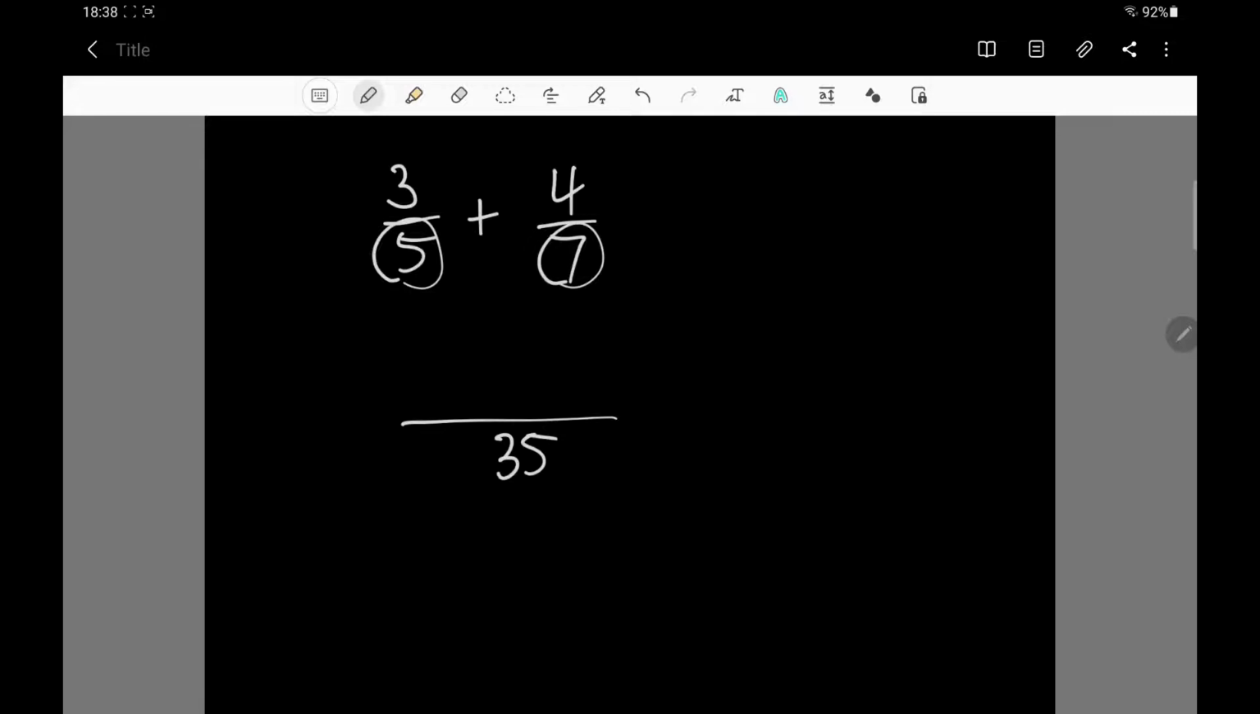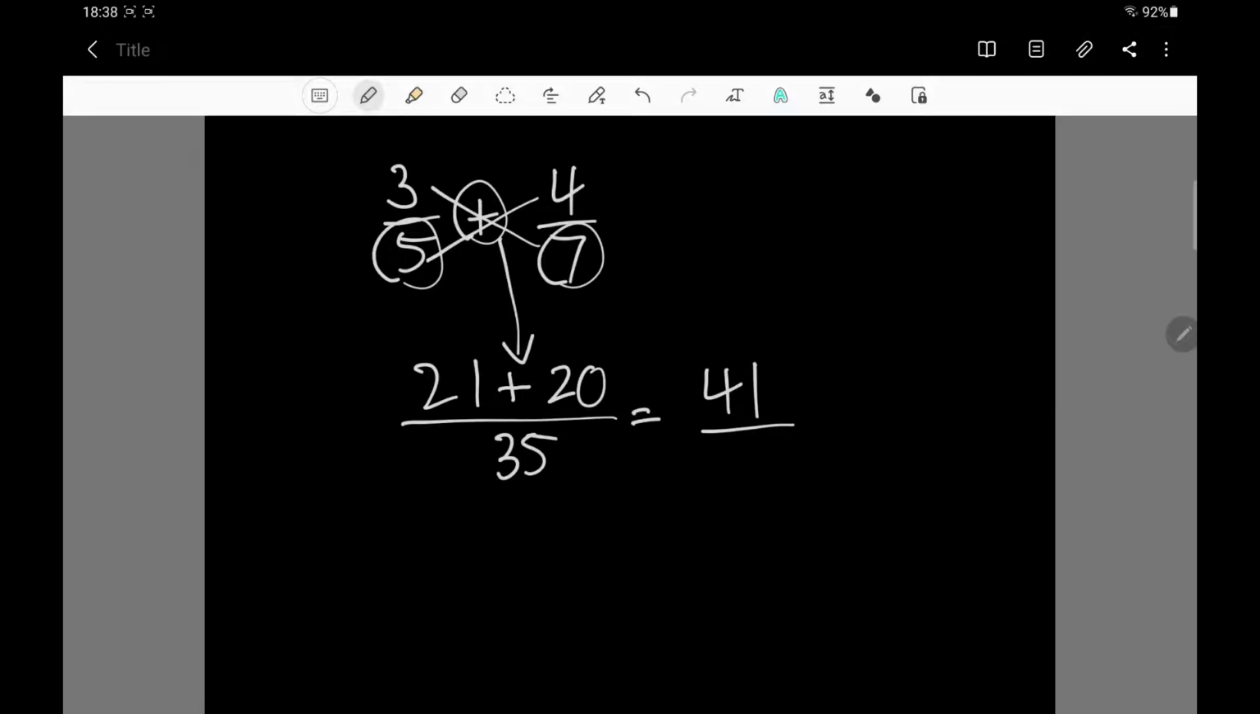Then next, multiply 3 and 7, which is 21, and also there's a plus in between. Then 5 and 4, which is 20. So now, what is 21 plus 20? Which is 41 over 35.